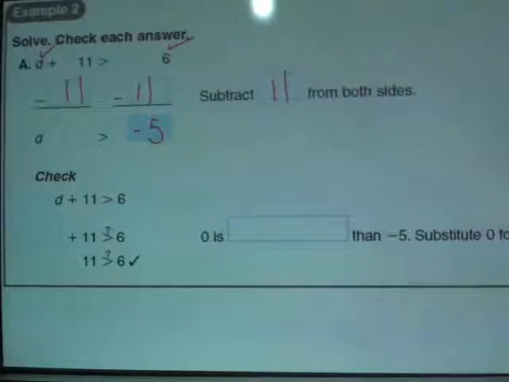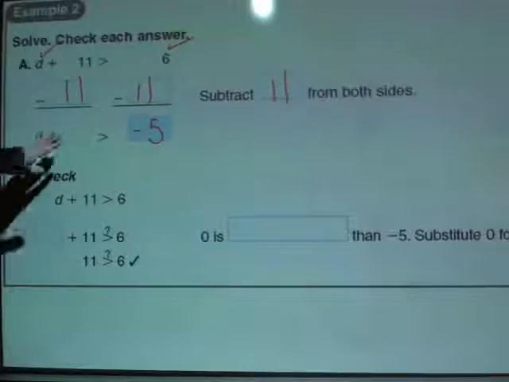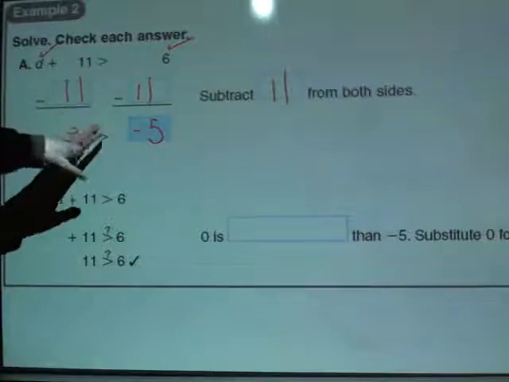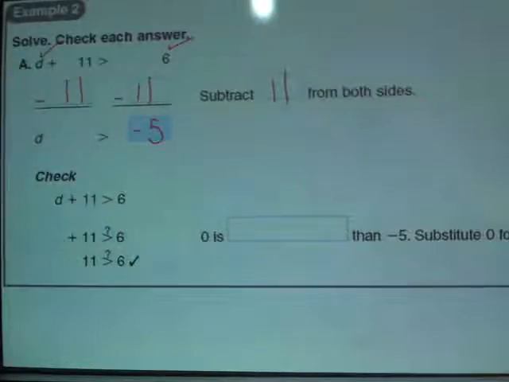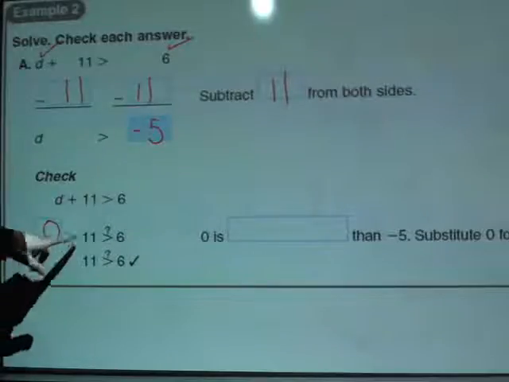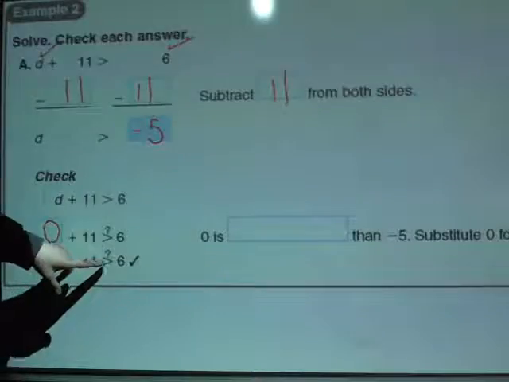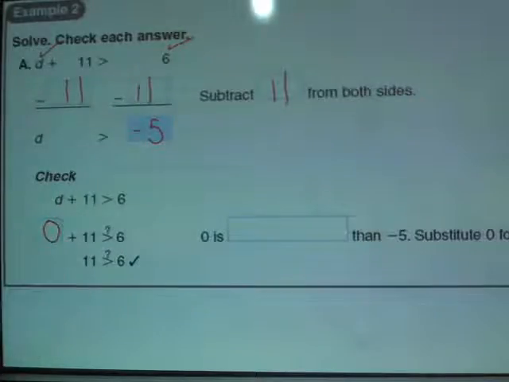They can check this here. They notice here what they're doing. As you can see from the partially filled in sentences, they've tested this with 0. Why 0? Well, remember, any number that's bigger than negative 5 should work. 0 is indeed bigger than negative 5. So they plug 0 in here for d, and they say 0 plus 11, is that bigger than 6? Well, yes, 11, when you solve this out, is bigger than 6.